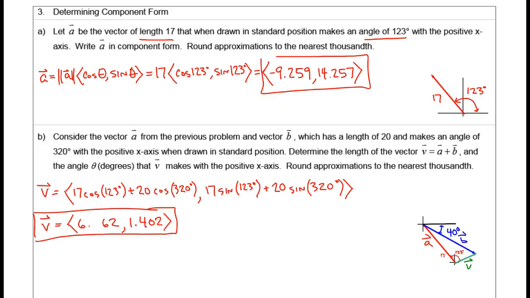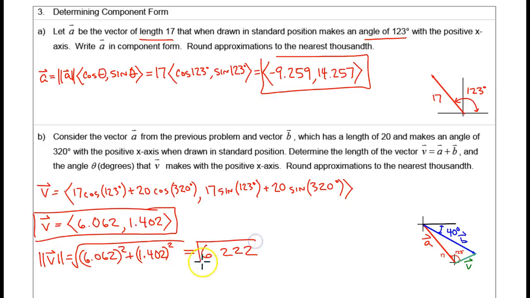But we're not quite done with this because we were asked for some additional information. We have to determine the length of the vector and the angle that it makes with the positive x-axis. Okay, so the length of vector v will be 6.062 squared plus 1.402 squared, and then I have to take the square root of that. And let's see what that is rounded to the nearest thousandth. Folks, that gives me a magnitude of 6.222 rounded to the nearest thousandth.